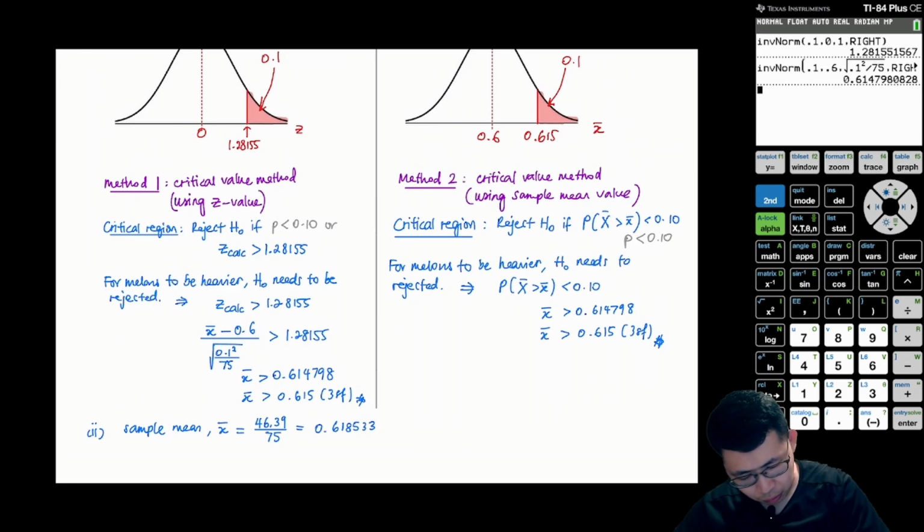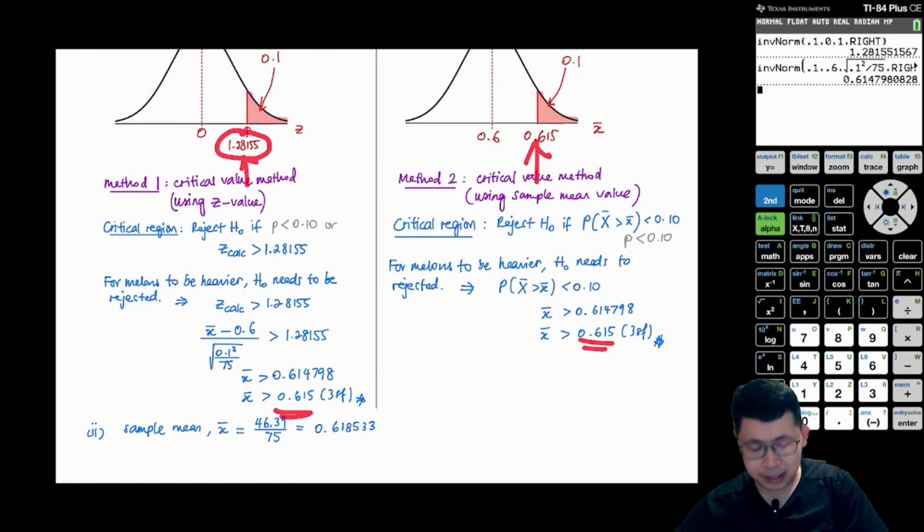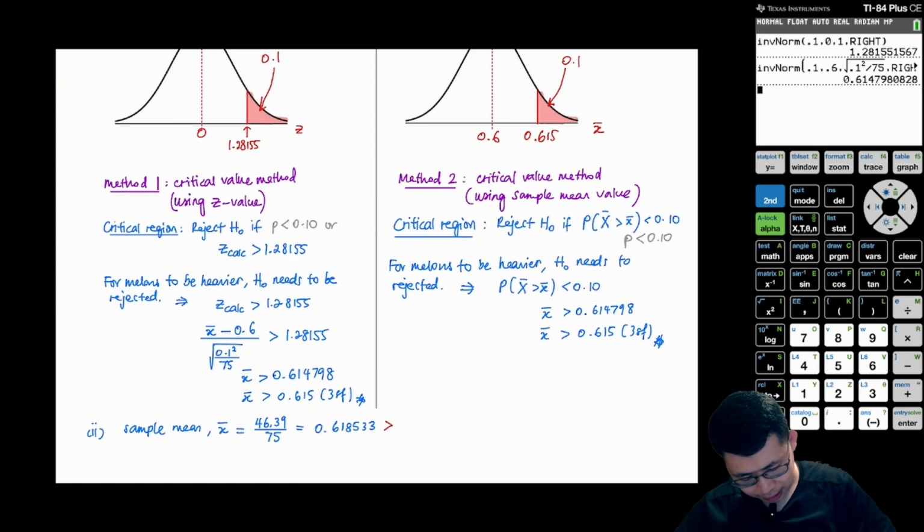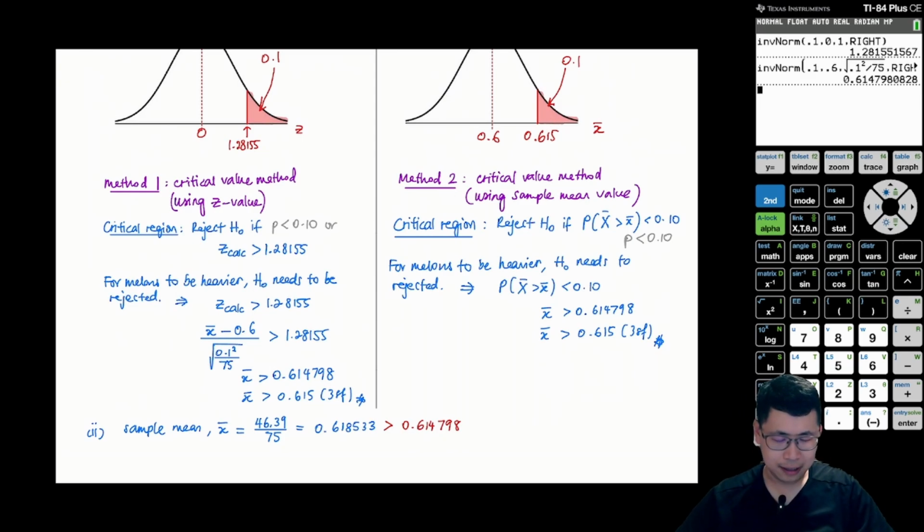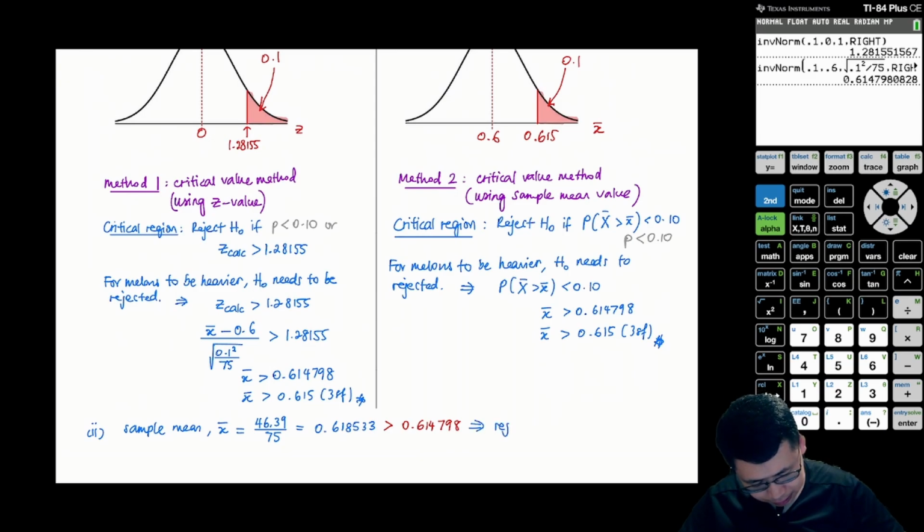0.61853. And if we were to compare with this critical value over here, because this 0.615 using the sample mean value is here, but if you use the z value, it corresponds to this particular z value. So this one over here is greater than 0.614798. So it is on this side of the region, which means that it belongs in the rejection region. Okay, so the conclusion of the test is that we will need to reject our null hypothesis.